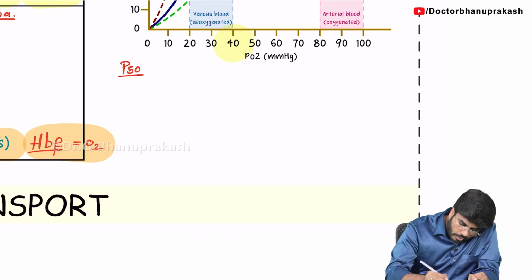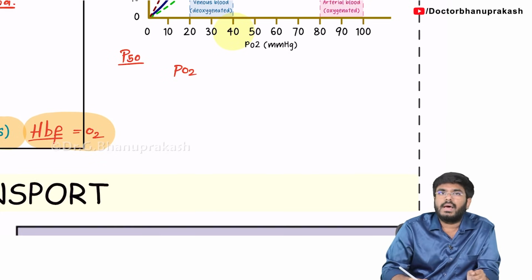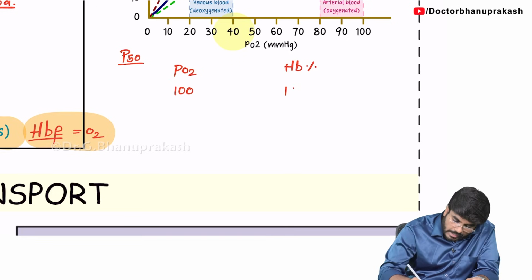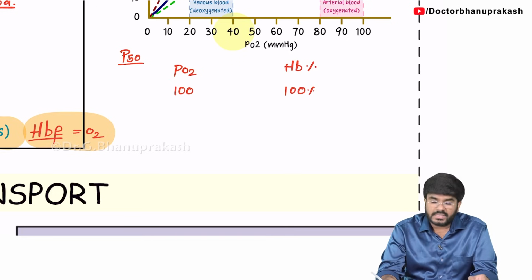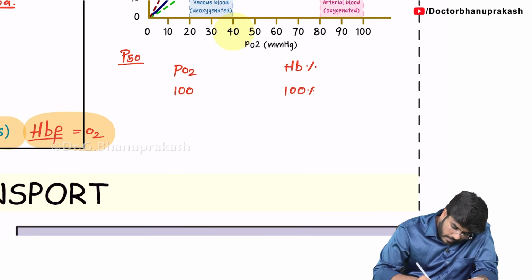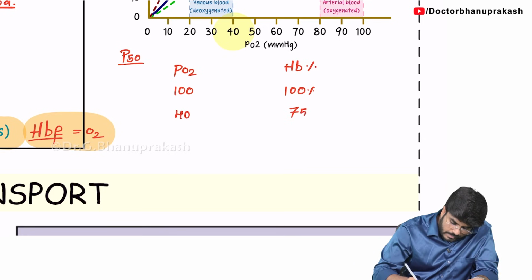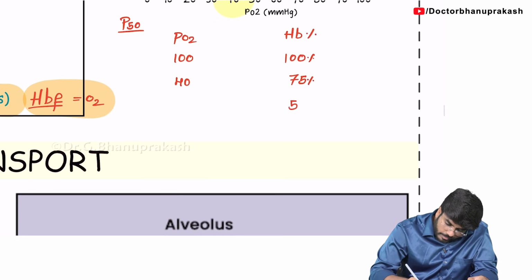Let me give you the concept. What is the partial pressure of oxygen in the arterial blood? Let's say it is 100. Then how much is the hemoglobin saturation? Hemoglobin is 100% saturated. In the venous blood, the partial pressure of oxygen is 40, and then the hemoglobin saturation is 75%, as we know.